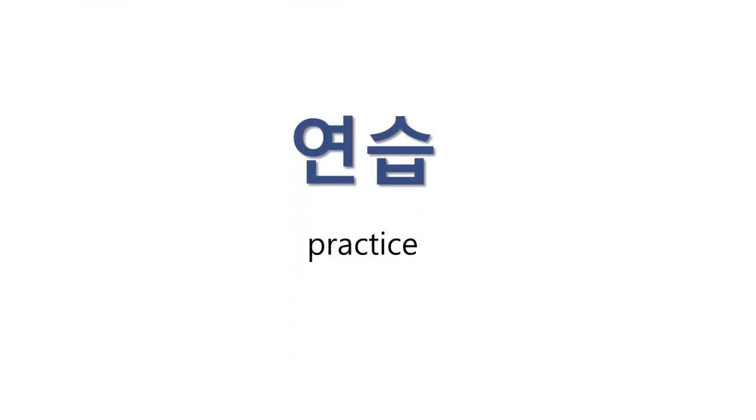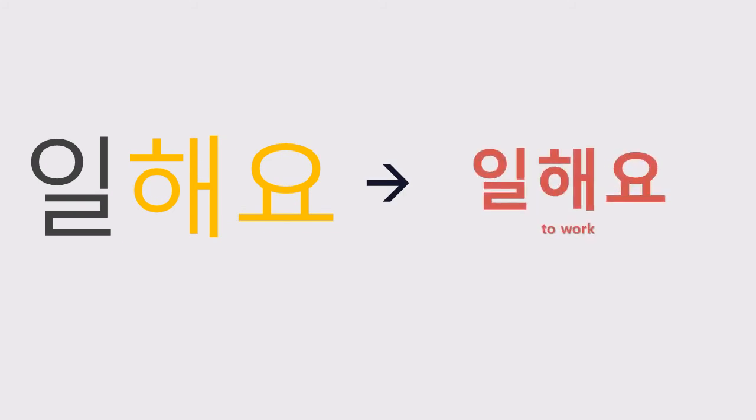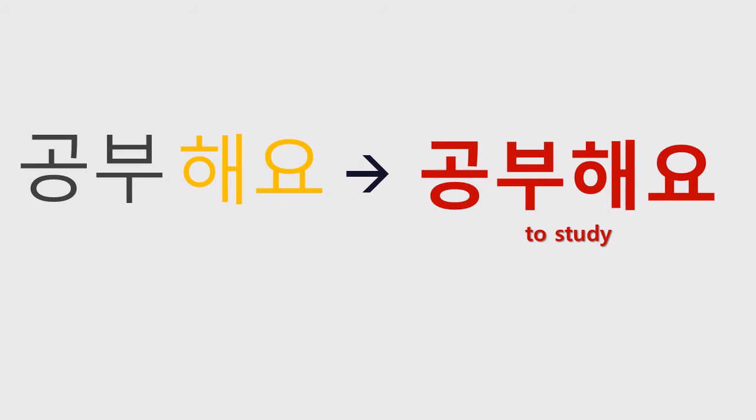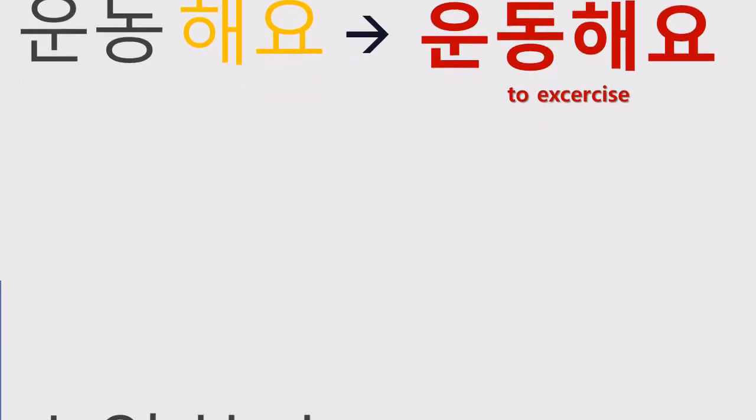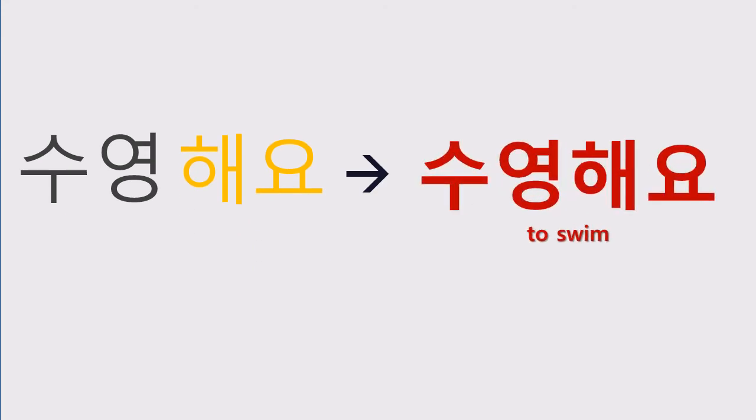Okay, let's practice. 일하다. Remove the 하다 and add 해요, 일해요. 공부하다, which means to study. Remove 하다 and add 해요, 공부해요. 운동하다 means to exercise. 운동해요. 수영하다 means to swim. Becomes 수영해요. It's really simple.